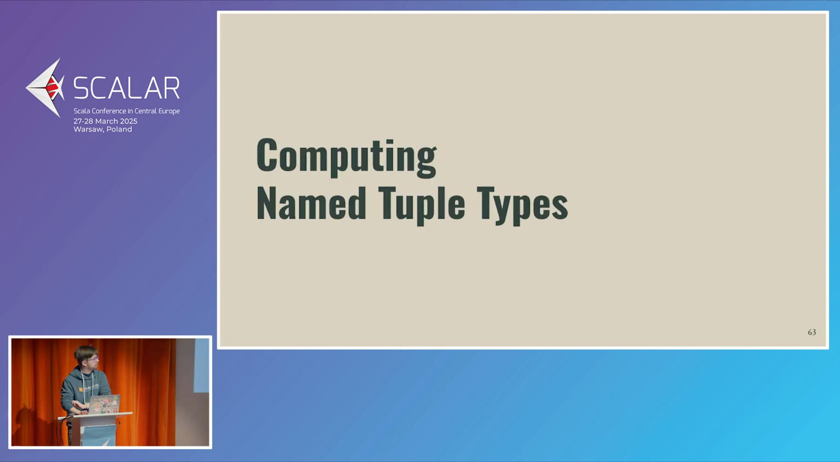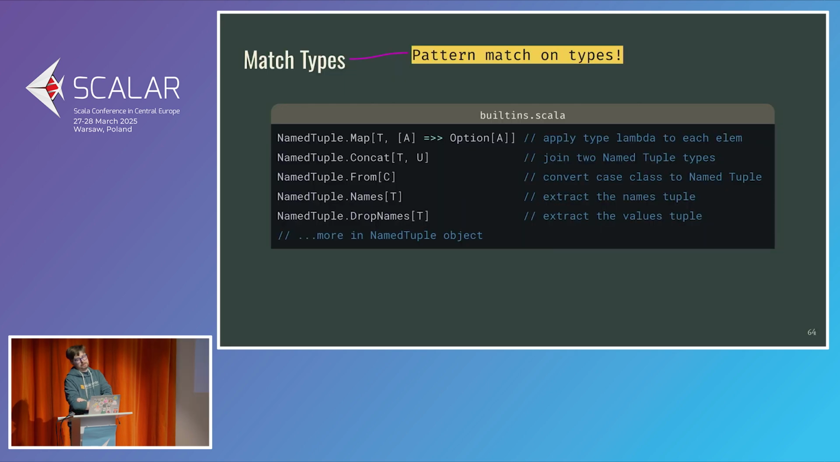Here's how you do that computation with the named tuple types. There's a bunch of built-in ones. I showed you the Map. Concat is what you get with the concatenation operator, so it just takes the left and right and puts the fields together. From converts from case class C into a named tuple type. Then you can access Names, so the literal types of the labels you can use as names. DropNames is the other side, so you get the values.